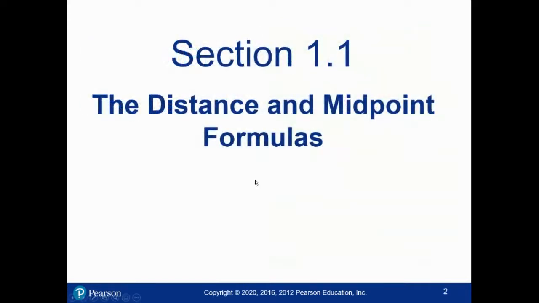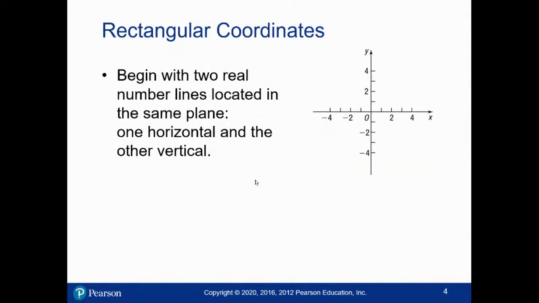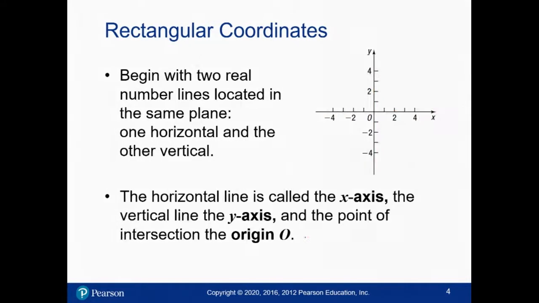So we're going to first learn the distance and midpoint formulas. Well, the objective is to learn how to use the distance and midpoint formulas, but first we should review how to plot points on the plane. Okay, so we start with a horizontal and a vertical axis. The horizontal axis, this one right here, we label as the x-axis. The vertical one is the y-axis. Where they intersect is called the origin, and it's usually just labeled with a big old letter O.